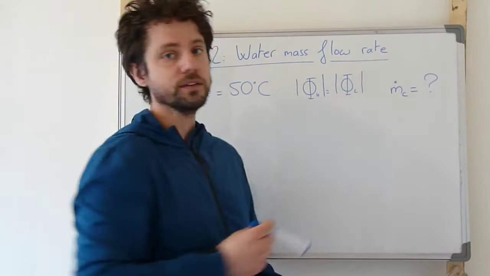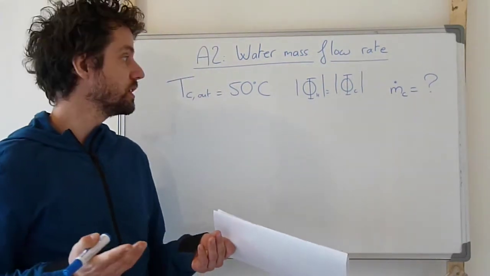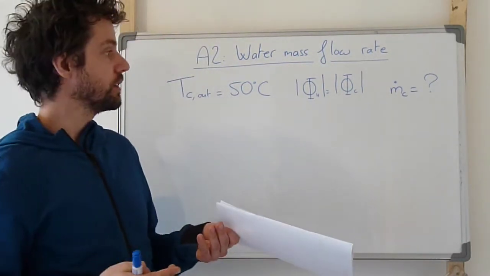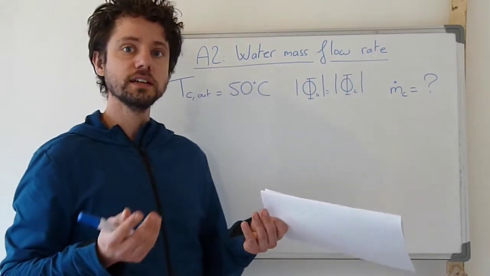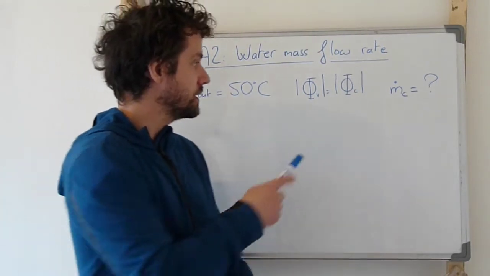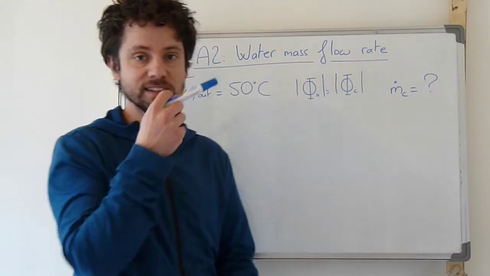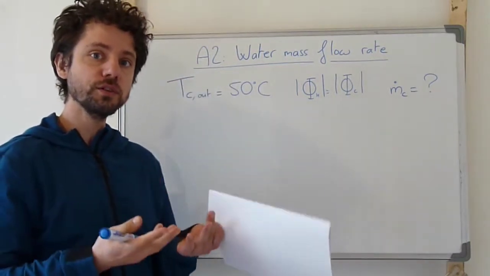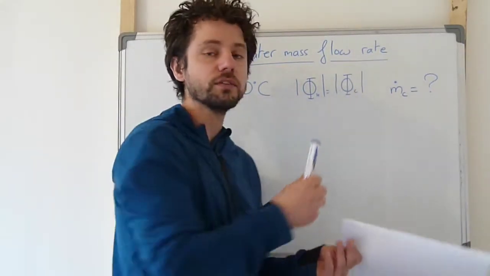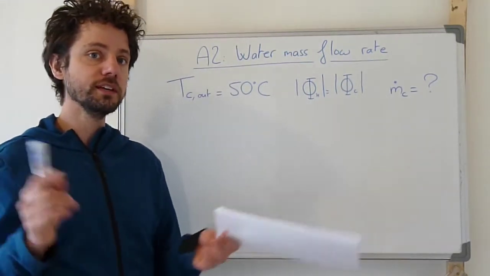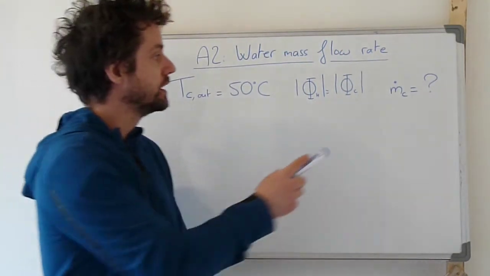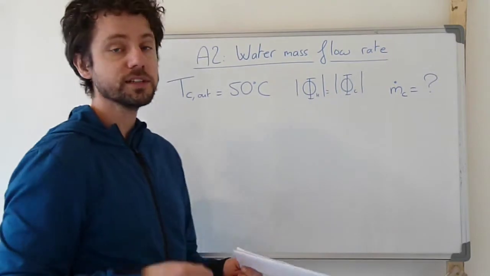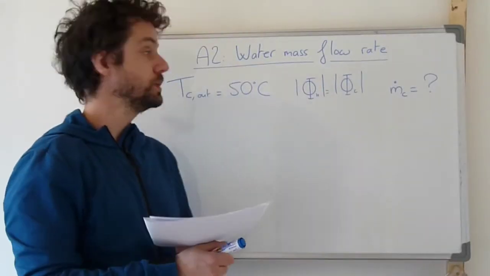Then we make the approximation that we always make in heat exchangers, that the heat exchanger is adiabatic. That means that the heat given by the hot fluid is completely received by the cold fluid, and we have no heat losses to the environment. And then the question is, what mass flow rate of cold water do we need?